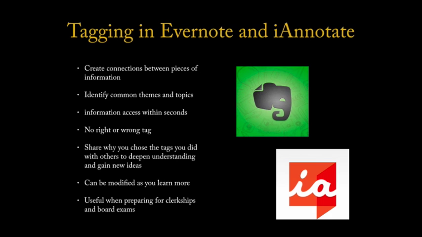Many of you have been using iAnnotate and Evernote to house your lectures and your notes. One of the greatest missed features in both these applications is the ability to tag your notes. Tagging allows you to create connections between pieces of information, chunking it and getting it ready to be stored in your long-term memory. Tagging is a proactive way to review your notes. It forces you to go back and look for common themes and topics.